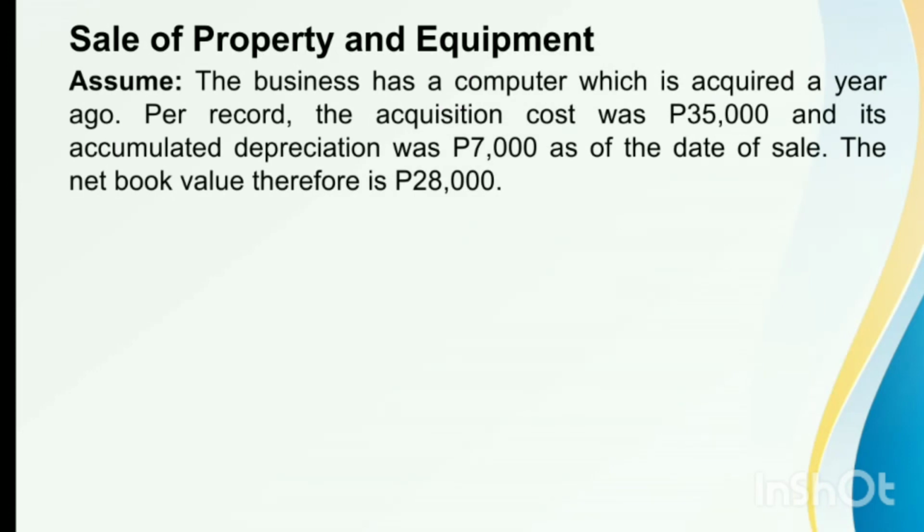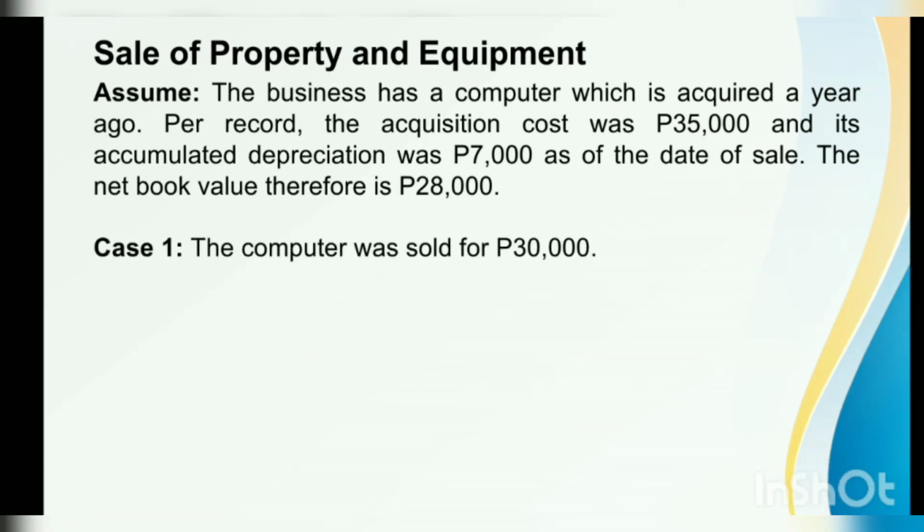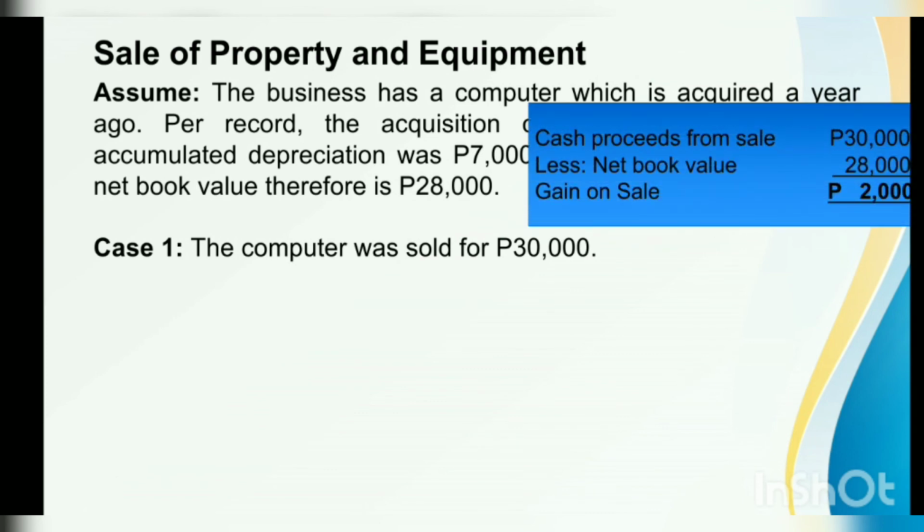Assume that the business has a computer which was acquired a year ago. Per record, the acquisition cost was 35,000 pesos and its accumulated depreciation was 7,000 pesos as of the date of sale. The net book value therefore is 28,000 pesos. Case number 1, the computer was sold for 30,000 pesos. So in this case, the sale of the office equipment, which is the computer, resulted in a gain, since the cash proceeds from sale is 30,000 pesos and the net book value is only 28,000 pesos. So there is a gain of 2,000 pesos.